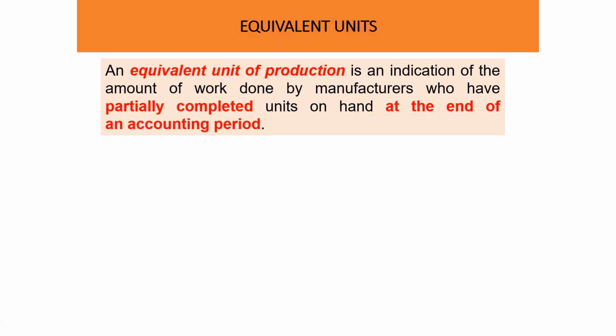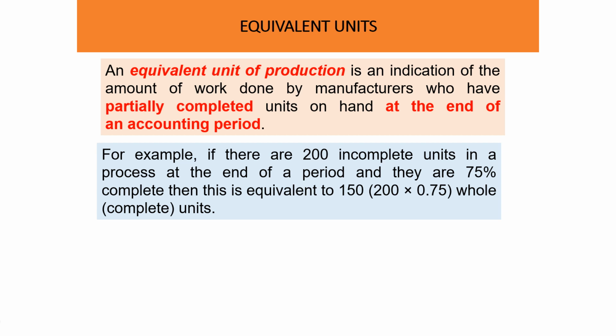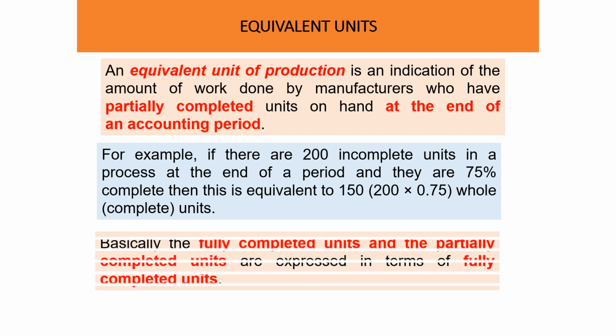An equivalent unit of production is an indication of the amount of work done by manufacturers who have partially completed units on hand at the end of an accounting period. For example, if there are 200 incomplete units in a process at the end of a period and they are 75% complete, then this is equivalent to 150 whole, complete units: 200 times 0.75. Basically, the fully completed units and the partially completed units are expressed in terms of fully completed units.